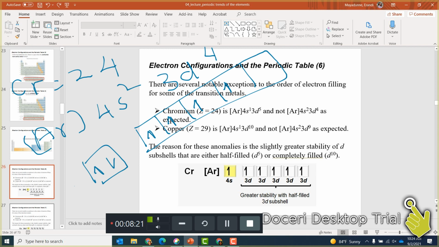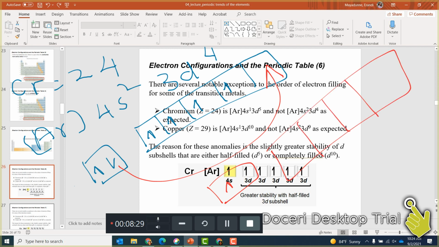So the element takes one electron from the s, and in reality we see that this is the correct one: 1, 2, 3, 4, 5. Now the d is at least half filled. That's why when I ask you for the chromium electron configuration, it should be this one, not this one, because at least this one is half filled.